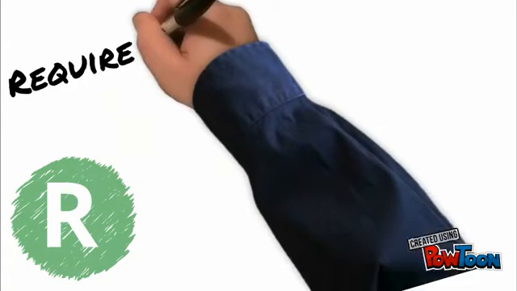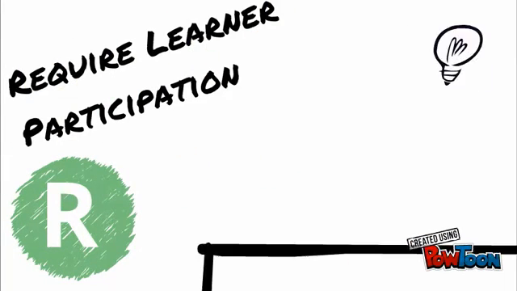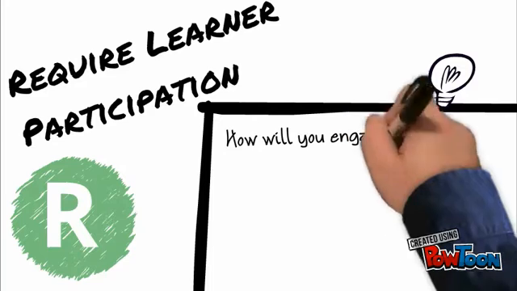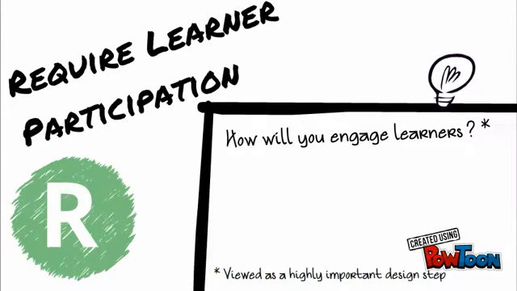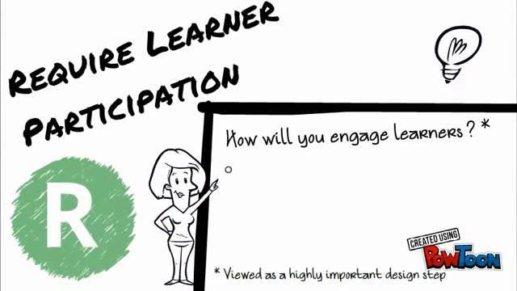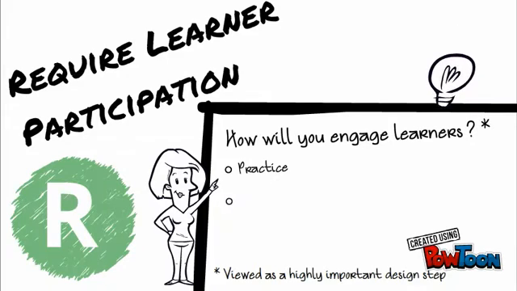R stands for Require Learner Participation. In this step, you look at how to engage your learners. I do want to note that Hynek, Melinda, Russell, and Smaldino view this step as highly important. During this step, you should look at how students will practice and how you will give and get feedback.